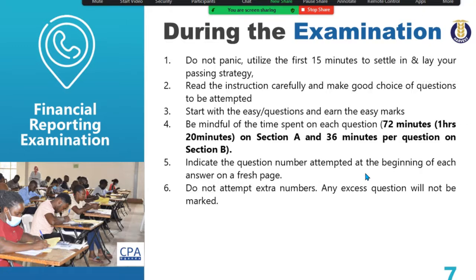Do not attempt extra numbers. Any excess question will not be marked. Of course, this one may not be likely in our case of financial reporting because of the magnitude of time you need to allocate. So you may not find, unless you're too fast, it is not going to be marked. And the marking is first in, first out. The first question you present is the first question that is marked. The examiner will not go to the end. So that's why I was saying start with the easy questions, because even the person marking you is motivated.